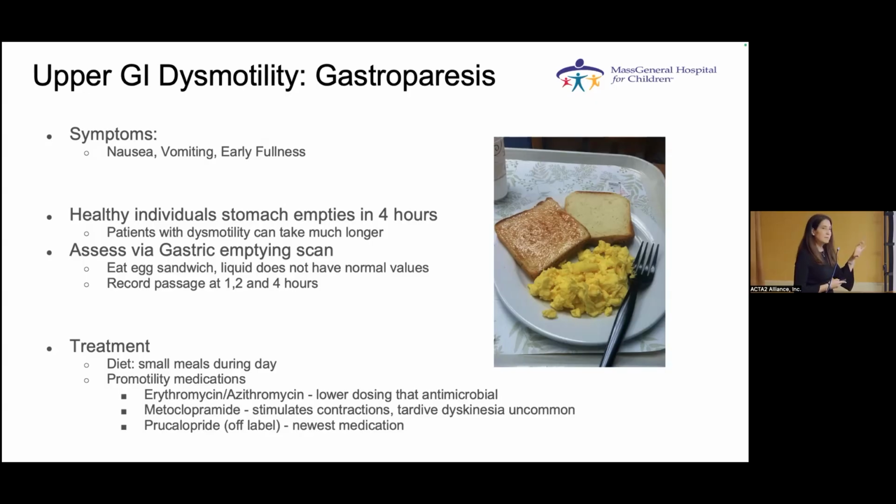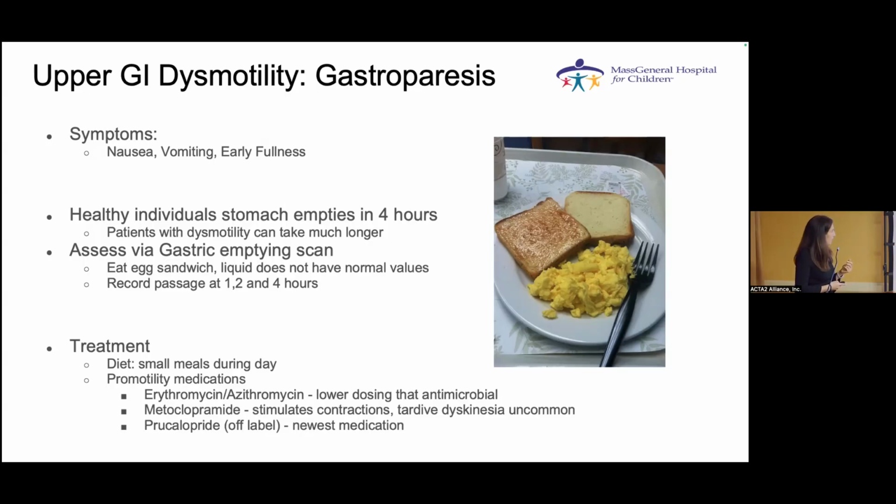So what it is, this sandwich is actually radio labeled. So that means we can actually trace it as it goes through the GI tract, or the upper GI tract. And we'll take pictures at 1 hour, 2 hours, and 4 hours. And then we'll see how fast it is moving through. We would expect it to all move through by 4 hours, but in patients where it's not moving through well, it can take 5 or 6 hours.